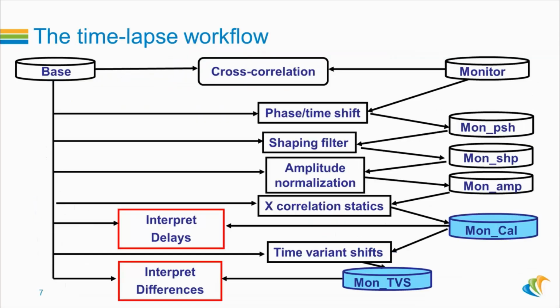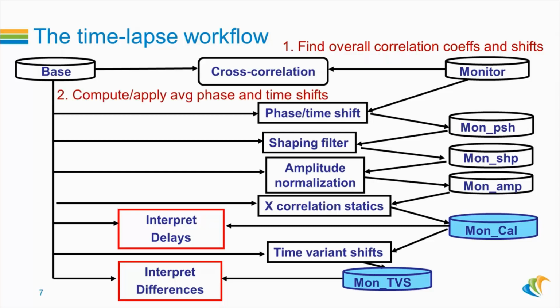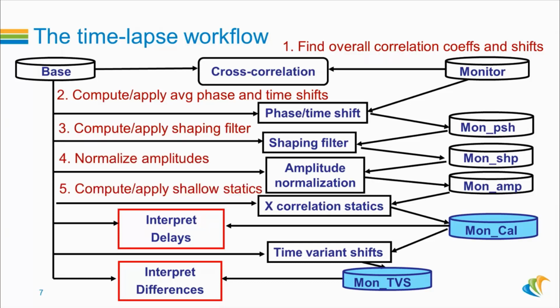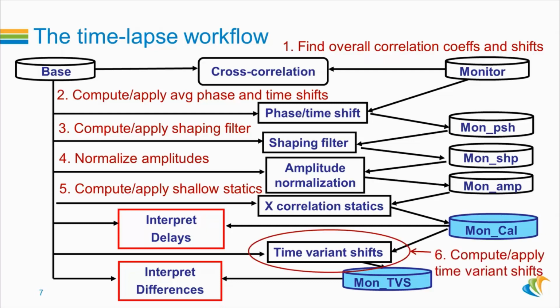So let's have a look at the time-lapse workflow that we use in Pro4D. First of all, we find the overall correlation coefficients and shifts, and we apply them to each monitor in turn. We then compute and apply an average phase and time shift. We then compute and apply a shaping filter. We then normalize the amplitudes. Then we compute and apply the shallow statics. And then step 6 is to compute and apply time variant shifts. And then, of course, after that, we interpret both the delays and the amplitude differences.